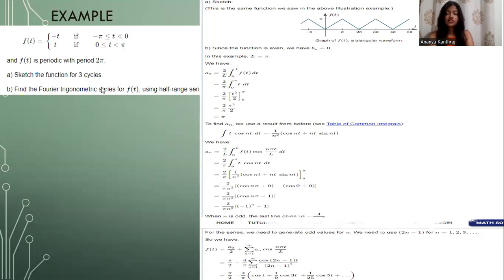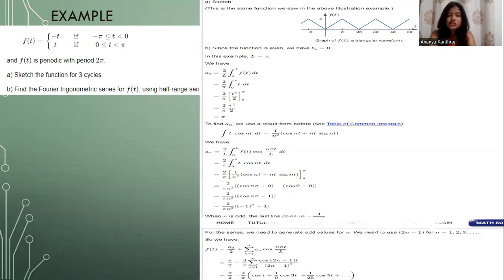Here, let's sketch the function for three cycles and then find the Fourier trigonometric series of f(t) using the half-range series. This is the same function which we saw in the illustration example. We can plot the required graph as the graph of f(t), which is a triangular waveform which varies in a periodic manner, as I told you a few minutes ago. It might range from minus pi to pi, pi to 2 pi, 2 pi to 3 pi, 3 pi to 4 pi, and so on.